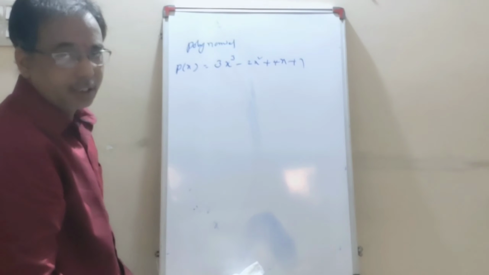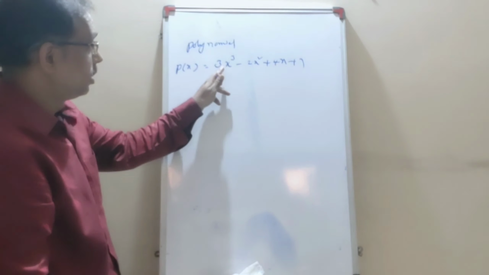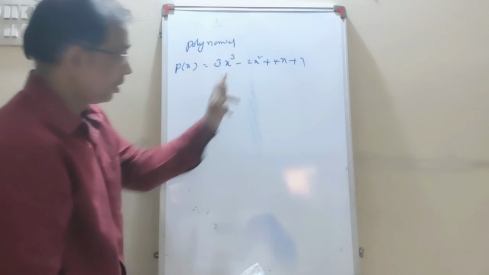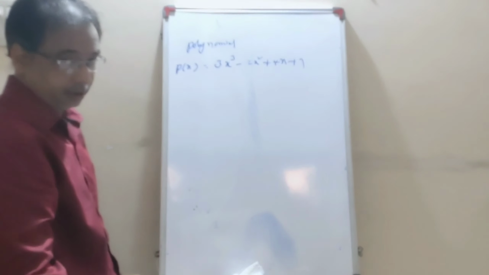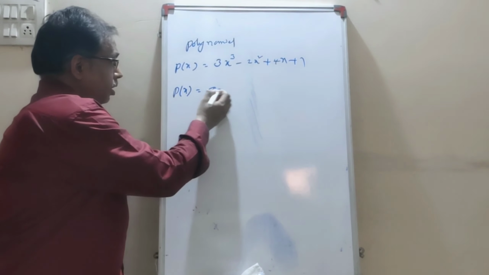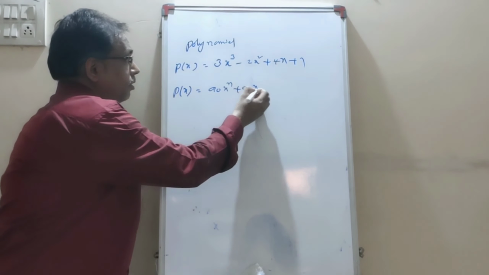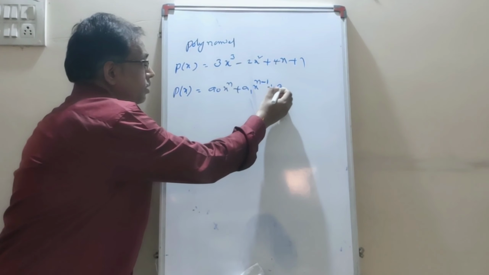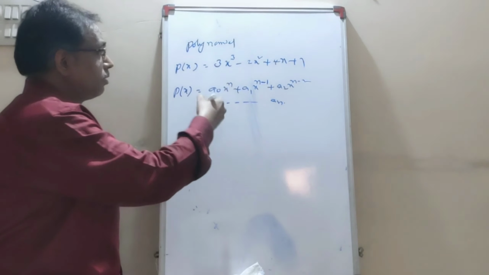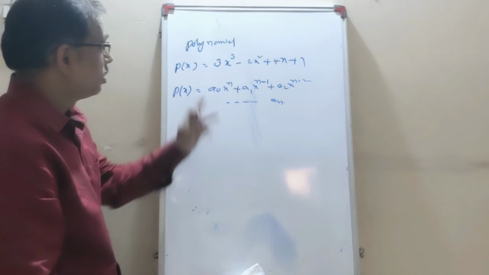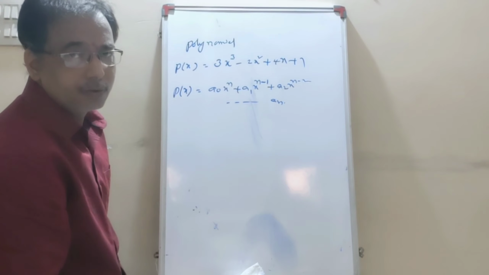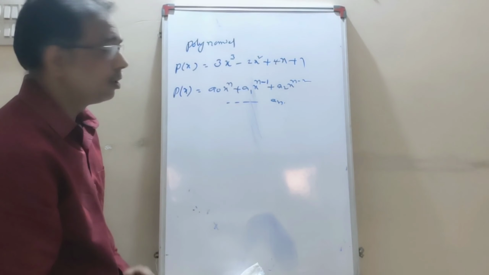This is an expression in which the variables are involved with positive integral powers. Okay, which is a polynomial. So the general form of the polynomial, we can write it as a0 x power n plus a1 x power n minus 1 plus a2 x power n minus 2 and so on up to an. So here a0, a1, a2 are real numbers and x is a variable and the exponents must be non-negative integral powers.